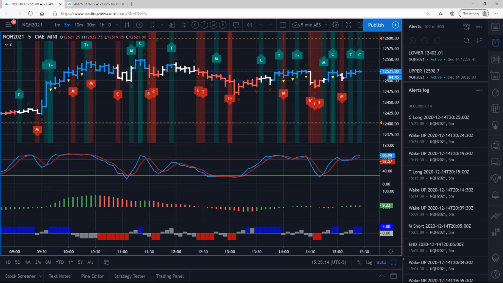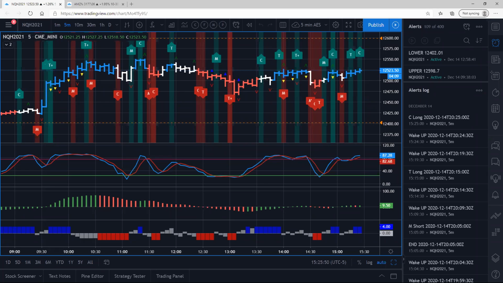Today is Monday, December 14th, and we'll be going through the AES performance for Thursday, Friday, and today. We did switch over to the March contract today. So we're now on the March contract, which is the H contract of 2021. We are trading on TradingView. Their symbol is NQH 2021. If you have not switched over to the March contract already, then we highly recommend you do so.